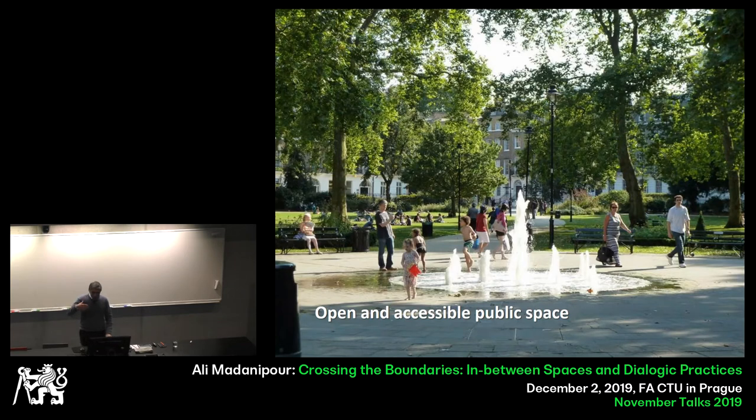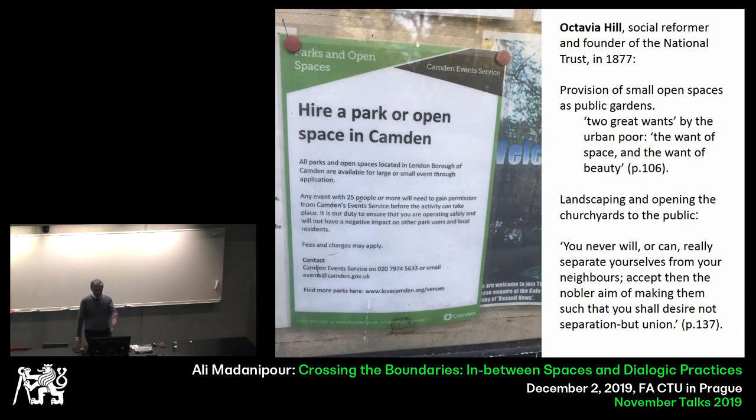Now, again, this is from the Bloomsbury area of London. These are very beautiful squares. They've been well praised in many architectural history books. And the image of a place that is open, accessible, enjoyable is the image that we have of public space. But the same space is for hire, for events, because the municipality of Camden, which runs these places, needs to make money to survive.